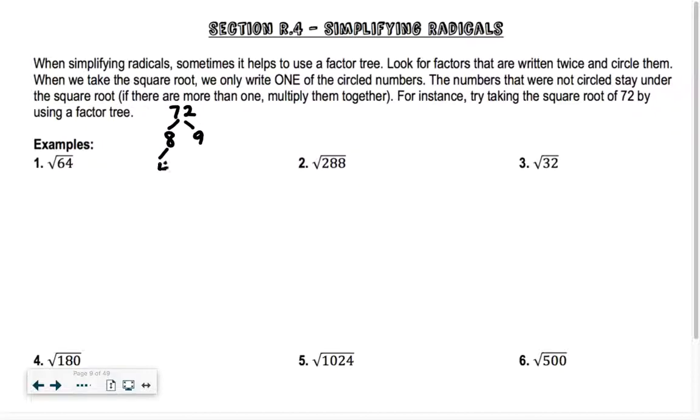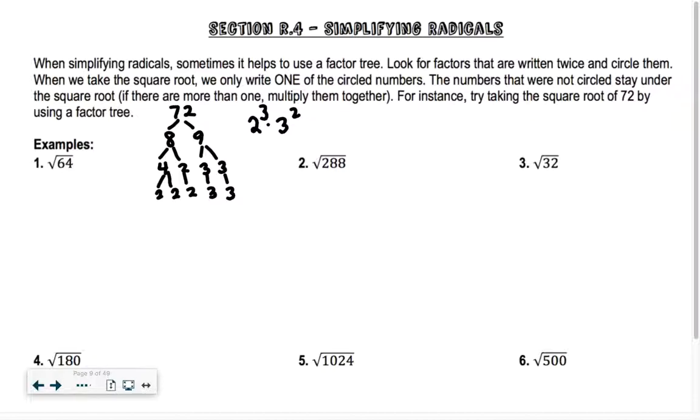And then 8 breaks into 4 and 2. 9 breaks into 3 and 3. And then 4 breaks into 2 and 2. So we end up getting the factors of 2 times 2 times 2 times 3 times 3. Do you guys remember how you used to write it as 2 cubed times 3 squared? It's prime factorization. Do you guys remember that? Okay, so here's the deal.